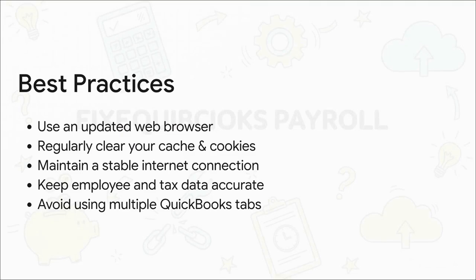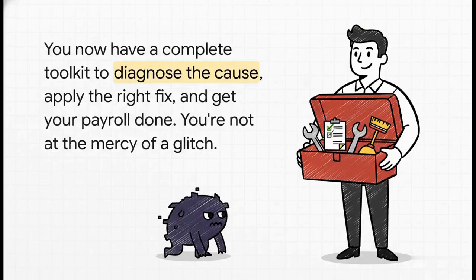Always use an updated browser. Try to make a habit of clearing your cache once a week. Make sure your internet is reliable, especially on payday. It's also a good idea to double-check that your employee data is accurate to prevent weird calculation errors. And here's a pro tip. Try to avoid having QuickBooks open in multiple tabs at the same time, because that can sometimes cause data syncing issues. And there you have it.